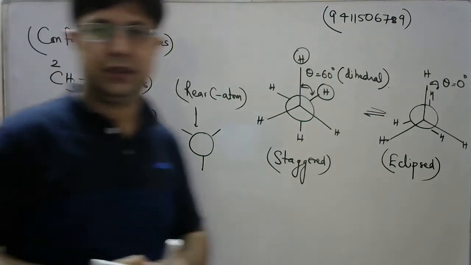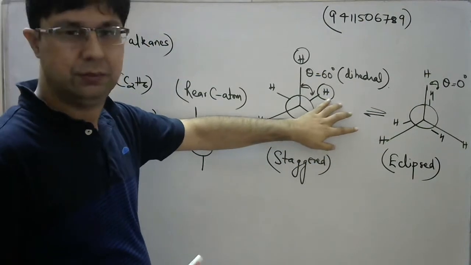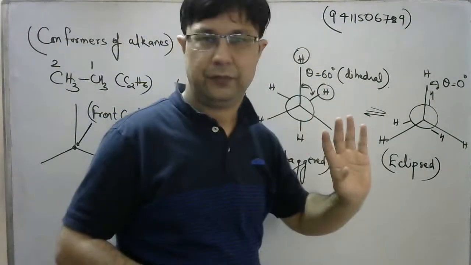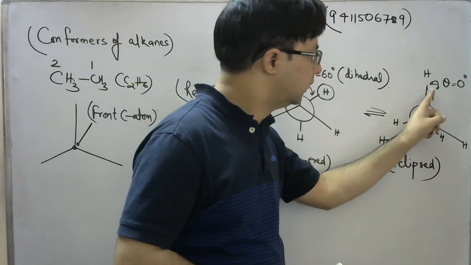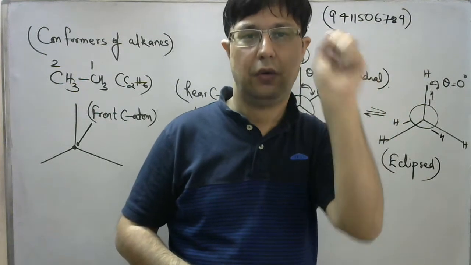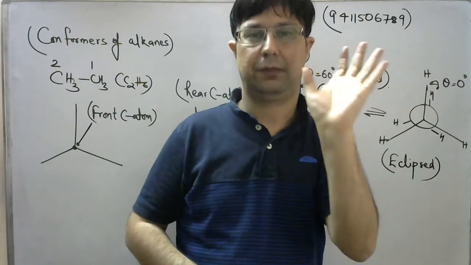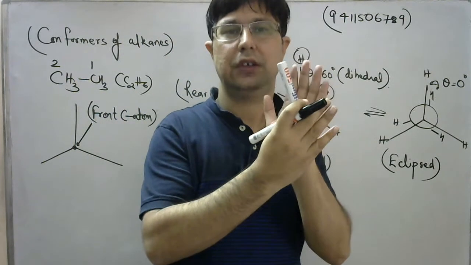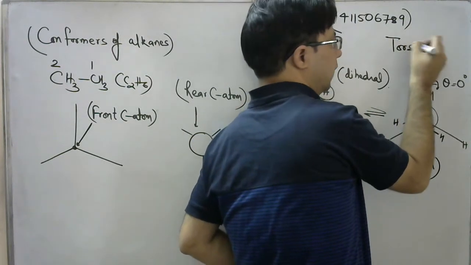If we discuss their stability, definitely the staggered form will be more stable because of the presence of the groups at maximum distance from each other. But in the eclipsed form, what will happen? This carbon-hydrogen bond on the front carbon and the rear carbon's hydrogen bond, since they are making an angle of 0 degrees, are closest to each other. The CH bonds that are close to each other create a strain in the molecule, which we call torsional strain. So which strain is present in this case? We say that there is a torsional strain in this case.